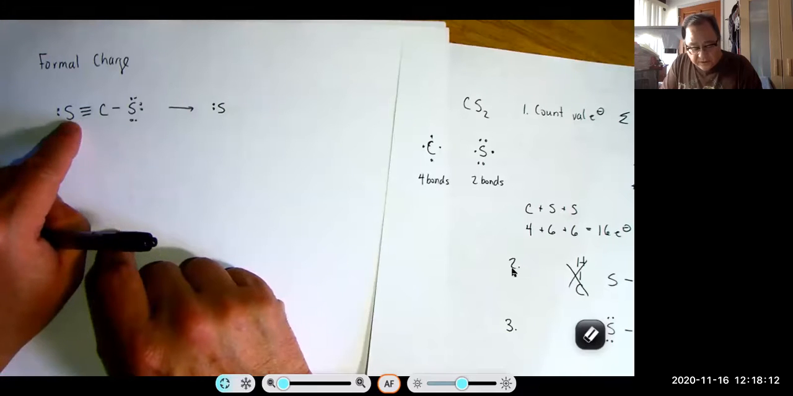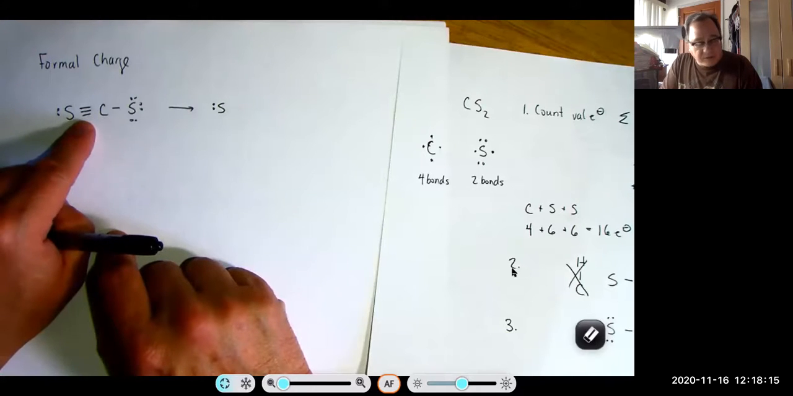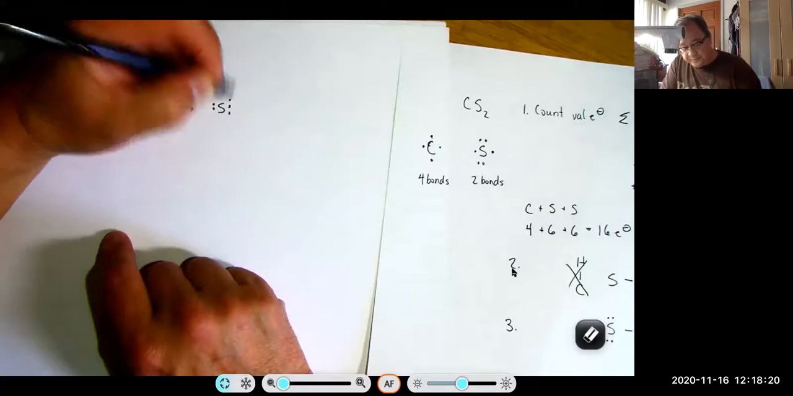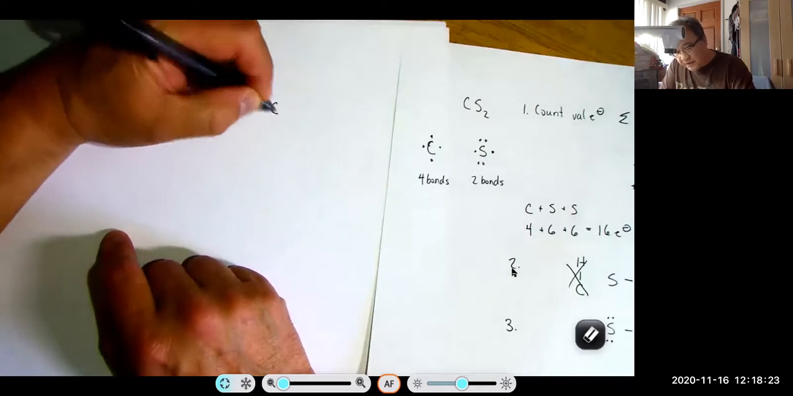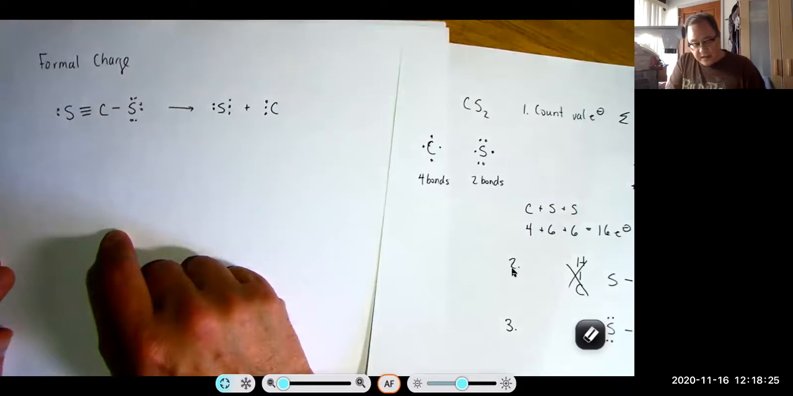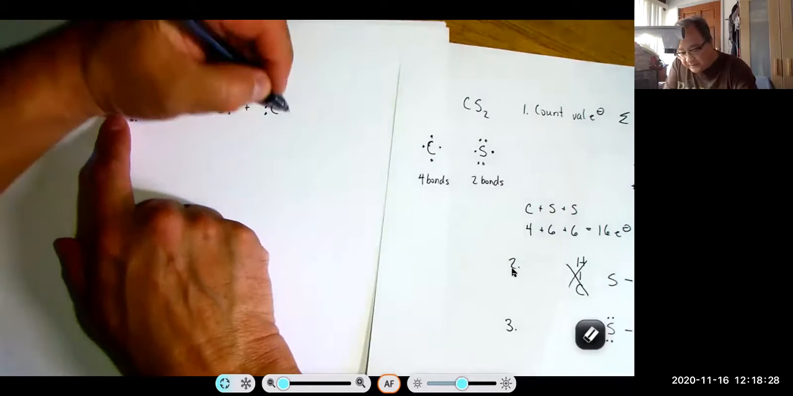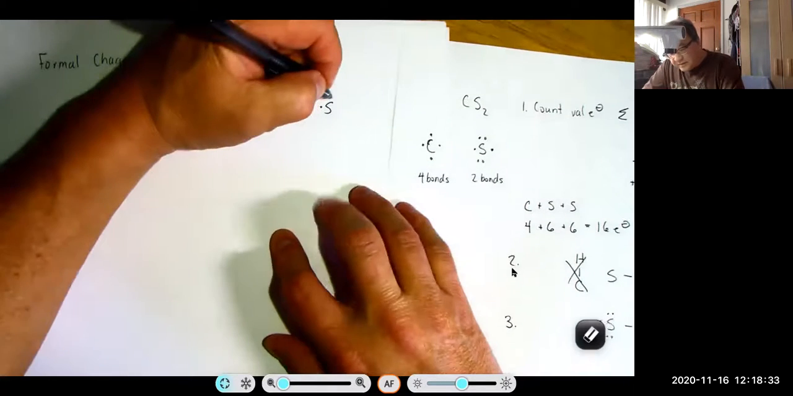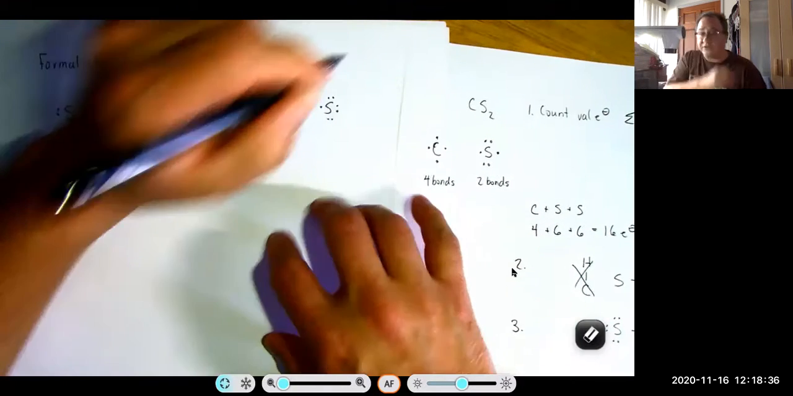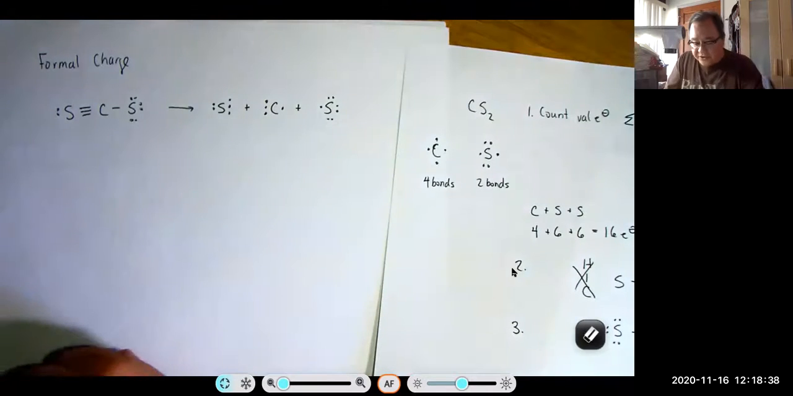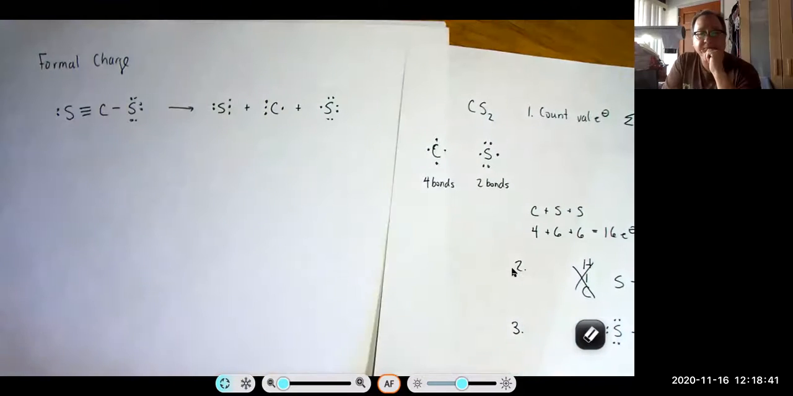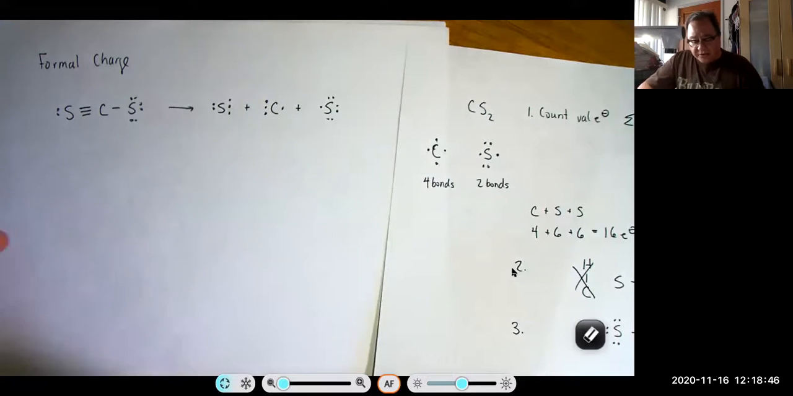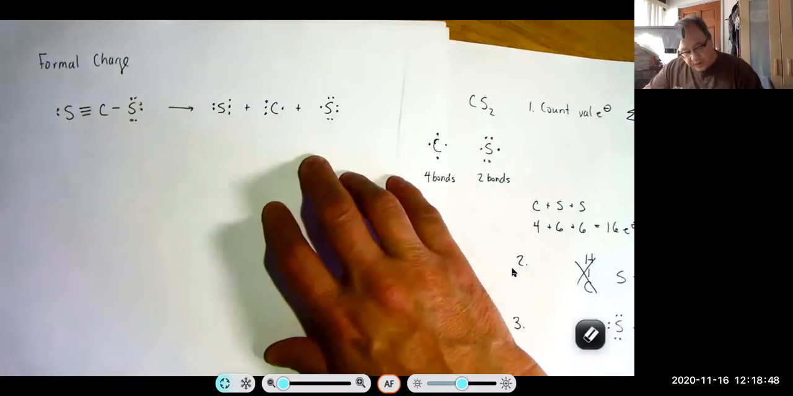Between this sulfur and this carbon, there are 6 shared electrons. The sulfur would keep 3, and the carbon would keep 3. Now on this side, the carbon would keep 1 of the shared electrons, and sulfur would keep 1. I'm going to ask for a thumbs up if you understand how I split these up. Okay, good.